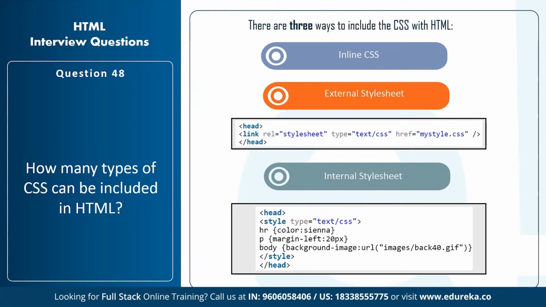the margin for your paragraphs, and also add background images inside your body. And here you can specify the URL to your images as well. So this is another way of doing the internal style sheet and also linking your CSS to your HTML. So these were the three main ways you can link your CSS to your HTML.